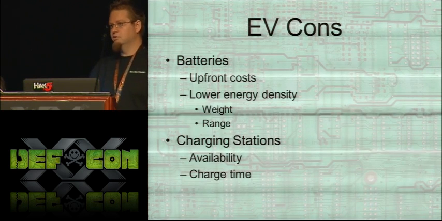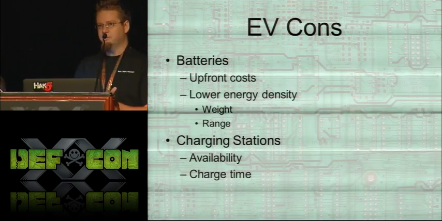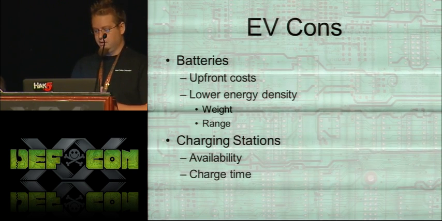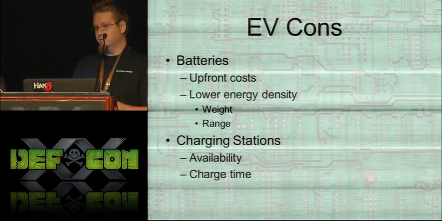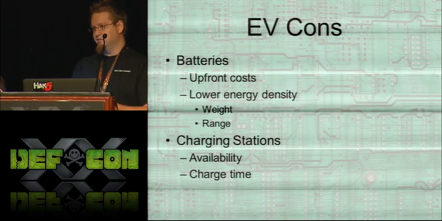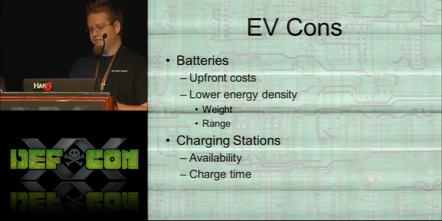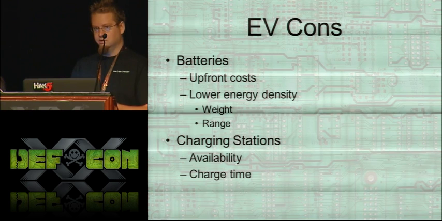So the cons, of course, are the batteries. They're very expensive to purchase up front. Newer batteries that are coming out now will last up to 10 years, so if you build it into the price of the EV, then it's not really a big deal because you don't have to replace them. But compared to gas, it is low energy density, and so because of that, your range is also lower.